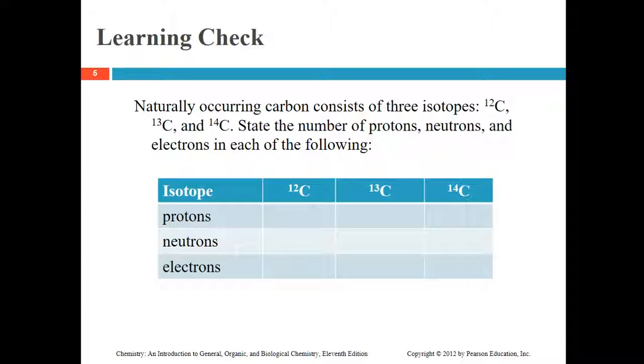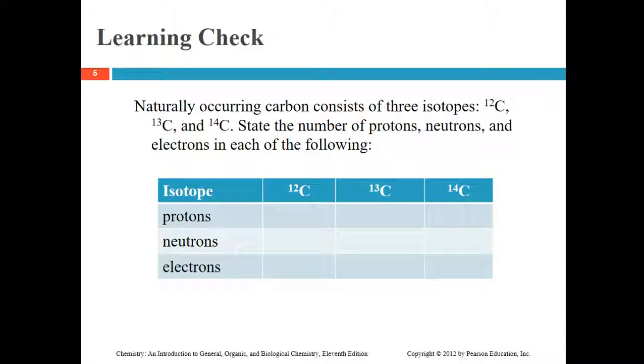All right, so naturally occurring carbon consists of 3 isotopes: carbon 12, carbon 13, and carbon 14. State the number of protons, neutrons, and electrons in each of the following. Well, rather than pressing pause, let's just do this together. Carbon is carbon, and so when you look at the periodic table for carbon, the smaller number there is 6. So that means you have 6 protons for carbon, and you may ask, why isn't there a 6 here? Well, when there's only one number, that designates what particular isotope it is.